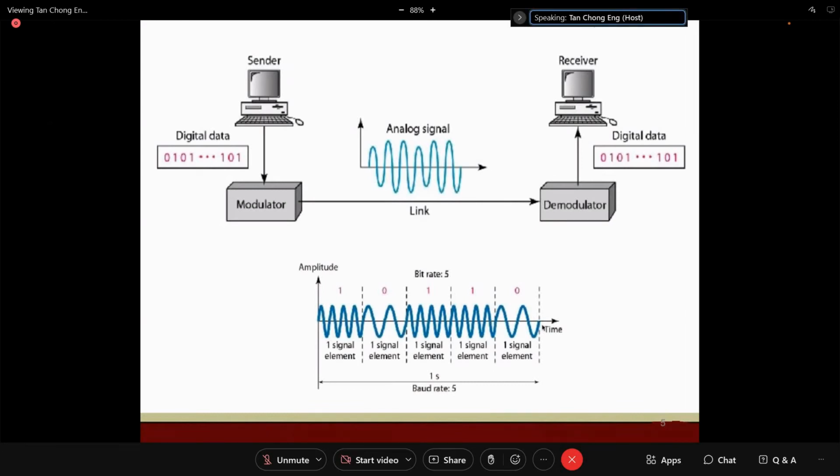Okay, if you look at this diagram here, you can see that your computer is basically generating digital data, 1s and 0s. You are seeing those 1s and 0s here. Let me draw a bit.